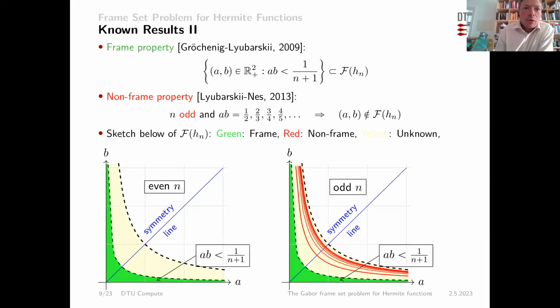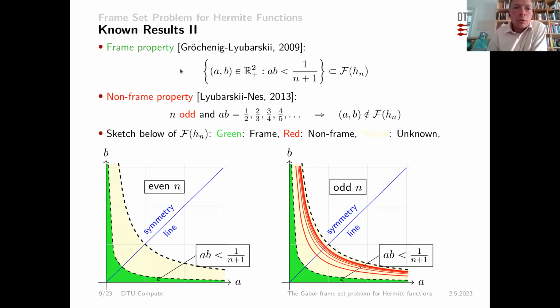Right. Okay, but there are more known results. So you actually know that when A and B, the product of the time sampling and the frequency sampling of your system, is sufficiently small, then it is also a frame set. In particular, it needs to be smaller than 1 divided by n plus 1. This is a result by Böschnik and Lebowski from 2009.